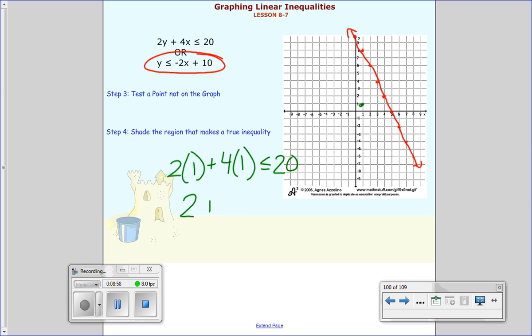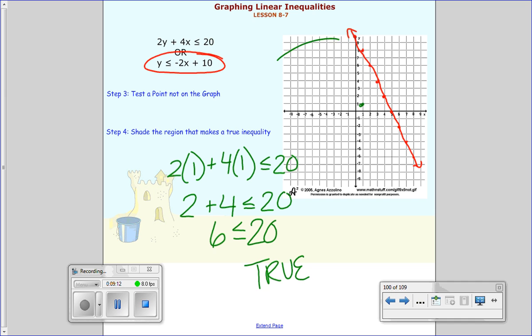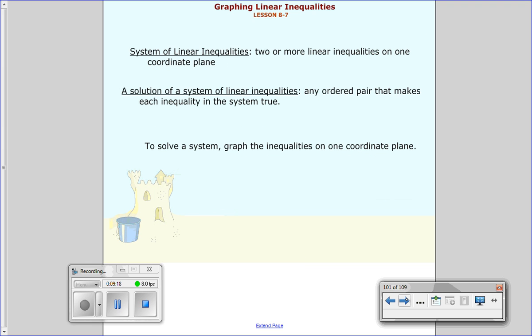So 2 plus 4 is less than or equal to 20. Well, that's 6. And that is true. 6 is less than or equal to 20, so that's true. So I can shade in here. There we go. So that's the first half of the lesson.